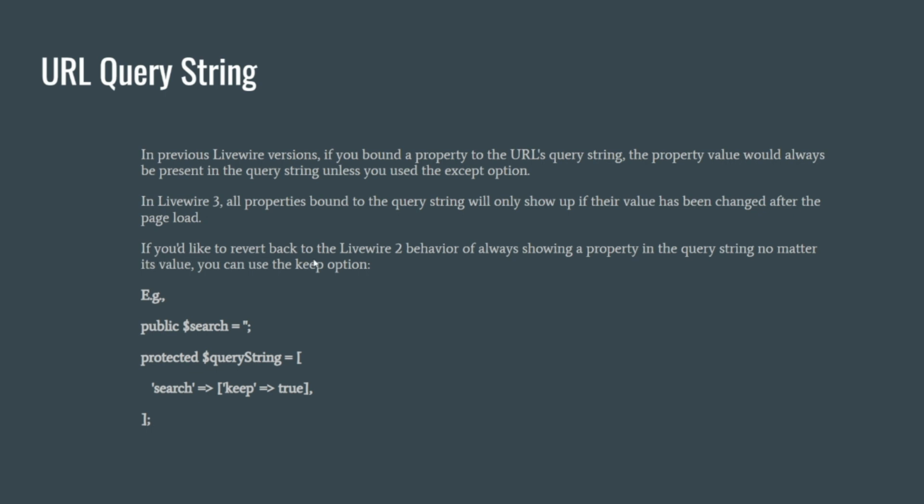If you'd like to revert back to the Livewire 2 behavior of always showing a property in the query string no matter its value, you can use the keep option. Sometimes maybe you need to show the query string all the time, despite there is any value or there is no value. So to achieve that behavior which Livewire 2 had before, we can use the keep option like this. In this case, this query string is source, and if we use keep true, that would always show up in the query string.